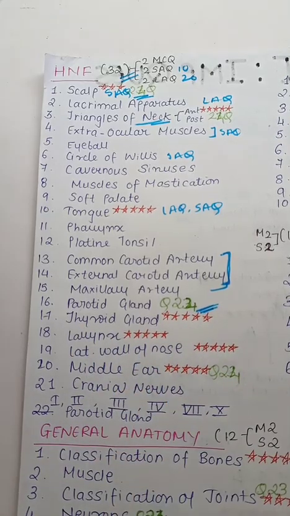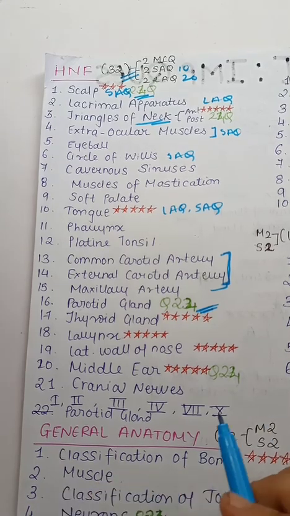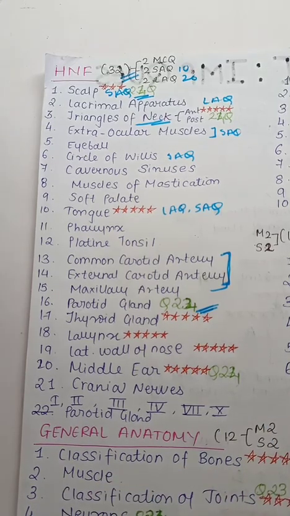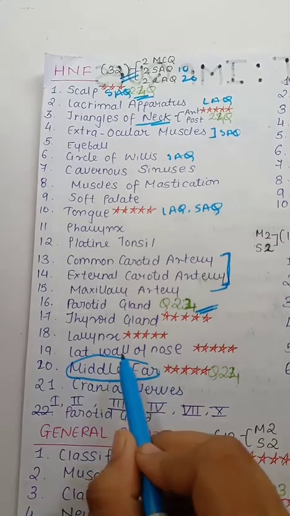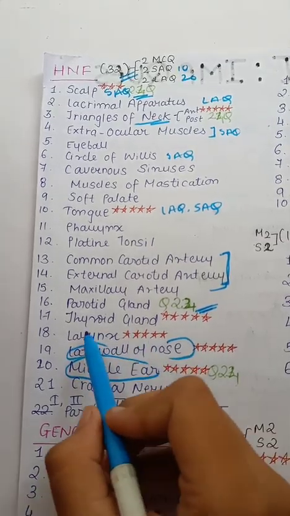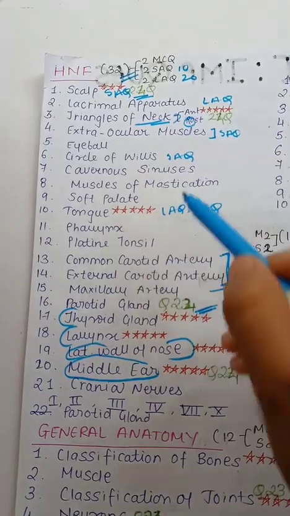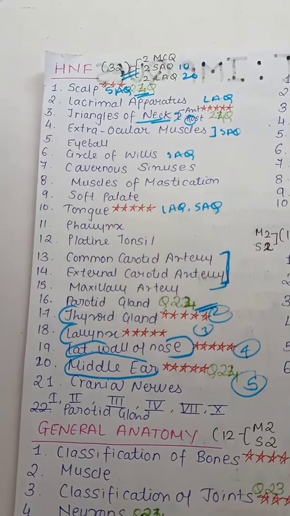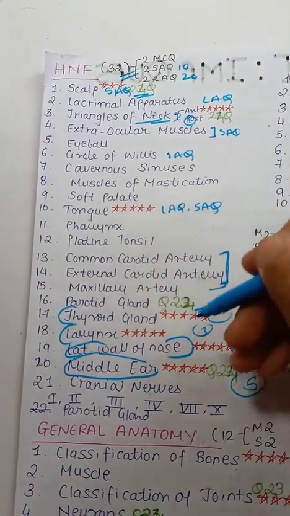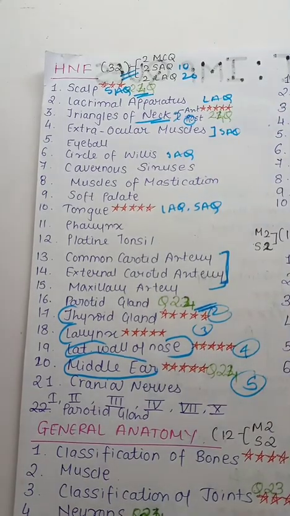Thyroid gland, very much important. Lateral wall of nose is very much important, and middle ear. I can assure you, middle ear, lateral wall of nose, larynx, thyroid gland, and triangle of neck. 1, 2, 3, 4, 5. Out of these 5 questions, 2 LAQ will be asked.